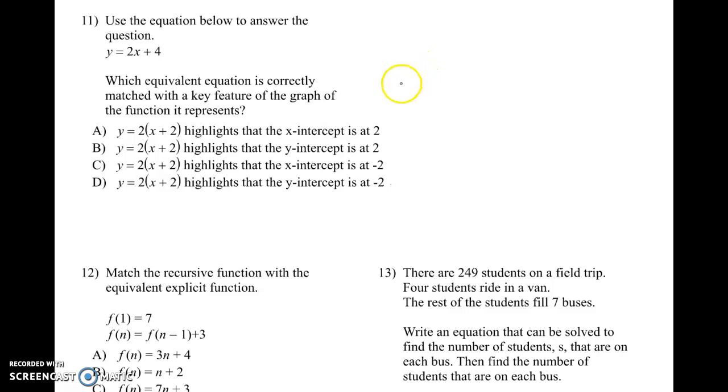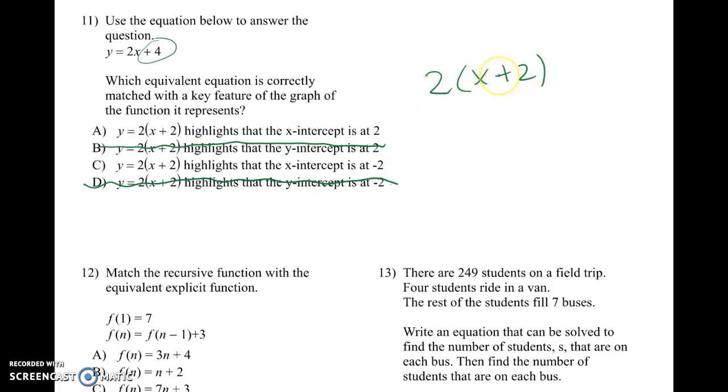So I'm just going to show you, since we're dealing with this equation, a lot of the times students like to, well, first of all, let's go here. Y equals mx plus b. If you think of it this way, we know that the y-intercept is 4. So any of these that are saying the y-intercept is 2 or y-intercept is negative 2, we know those are wrong, right?